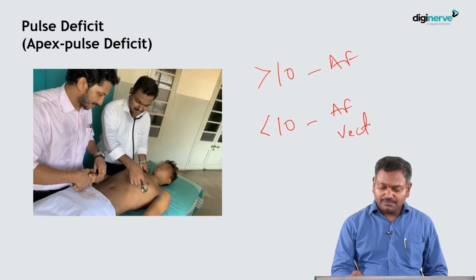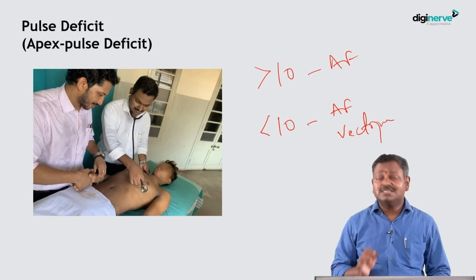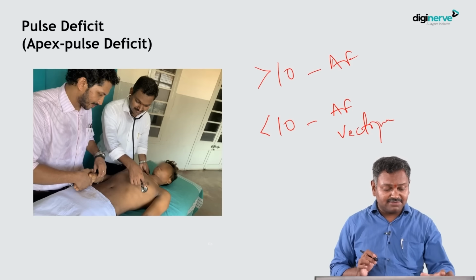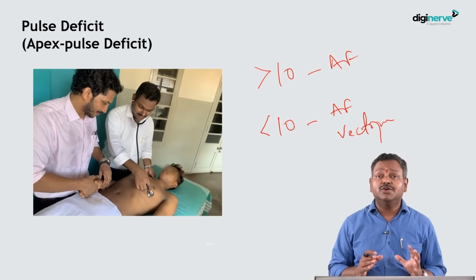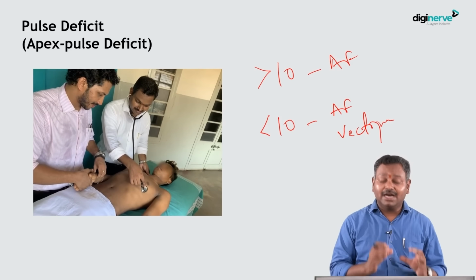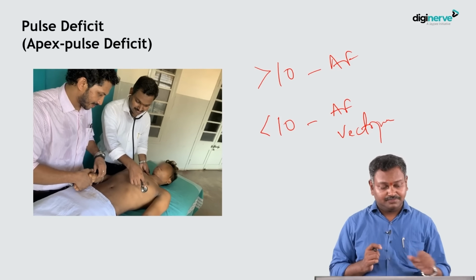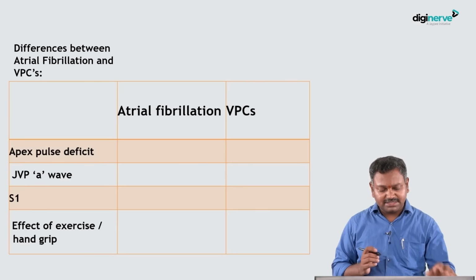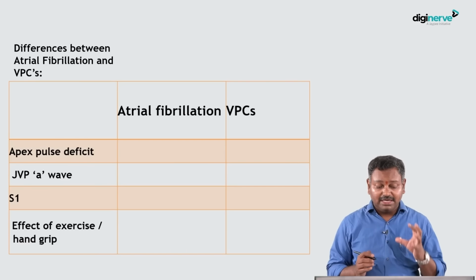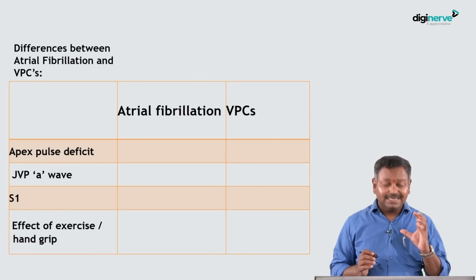So this is how you check for the apex pulse deficit. Simultaneously, you are going to look for the apical or the heart rate and the pulse rate. So the very important question that they ask you is the difference between atrial fibrillation and VPCs clinically.